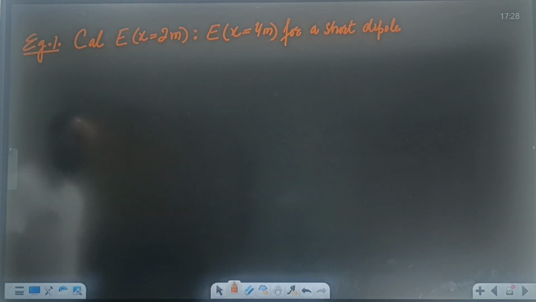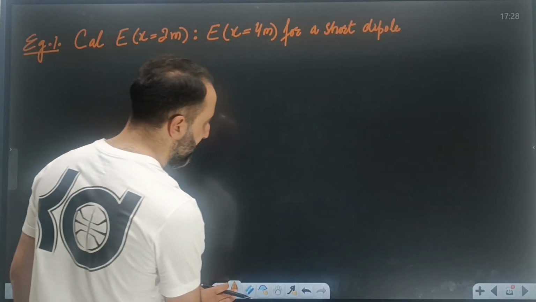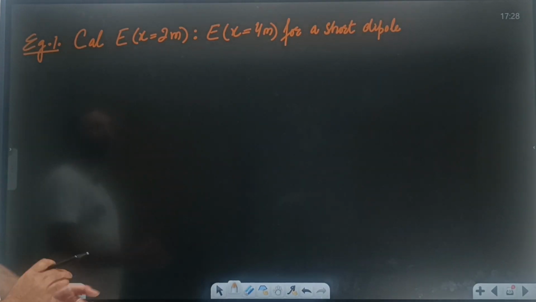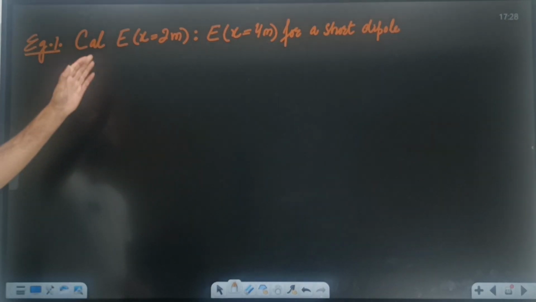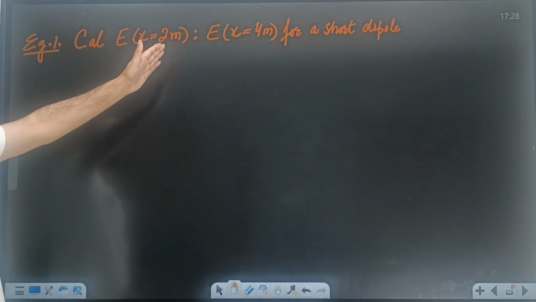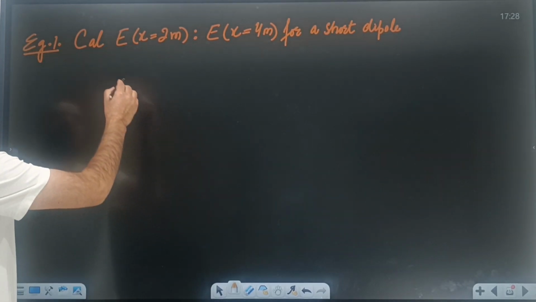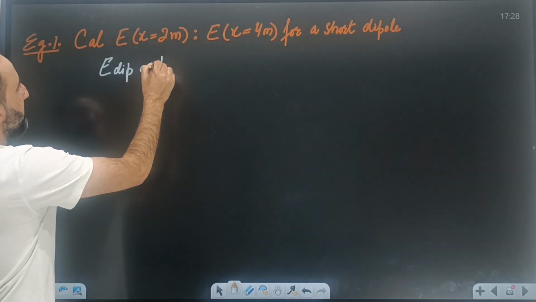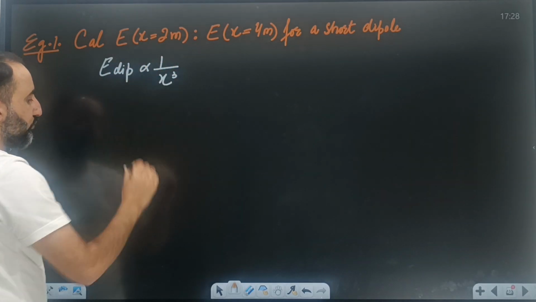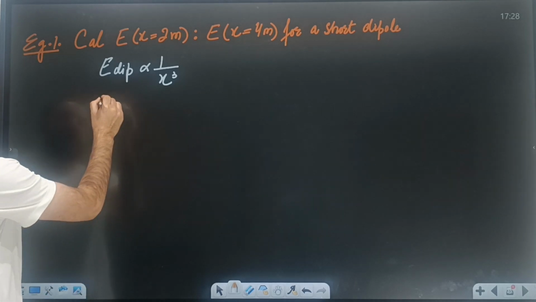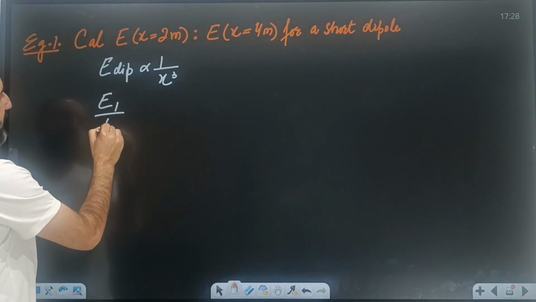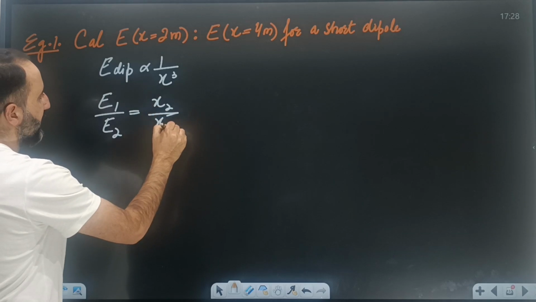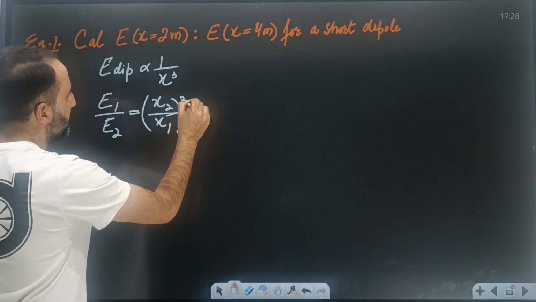Okay, so another example. Example number 1. You have to look at this. What is the example? The example is simply like this, that for a short dipole you have to calculate the ratio of electric field at x equal to 2 and x equal to 4 meters. First and foremost, you must know that electric field due to the dipole is proportional to 1 by r cube, or you can write 1 by x cube. Okay? So what does that mean? That means E1 divided by E2 will be equal to x2 divided by x1 whole cube. This is what it means.